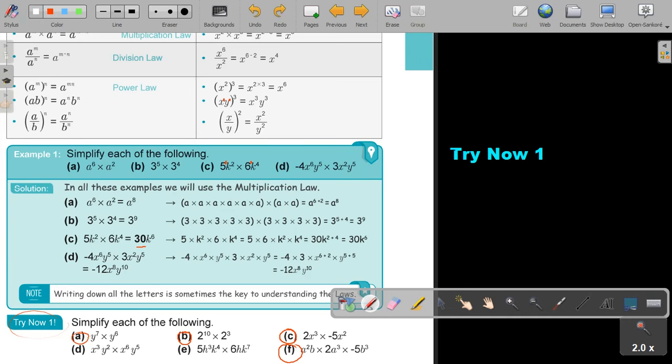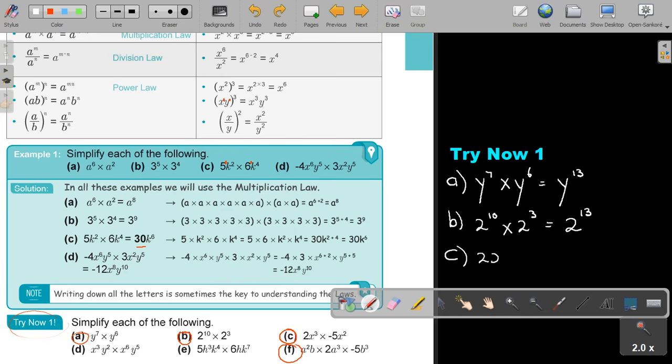So if I look at number A, it's y to the power 7 times y to the power 6. So I keep the y and I say 7 plus 6, that will be 13. And then if I look at number B, it's 2 to the power 10 multiplied by 2 to the power 3. So I keep the 2, 10 plus 3 will be 13.